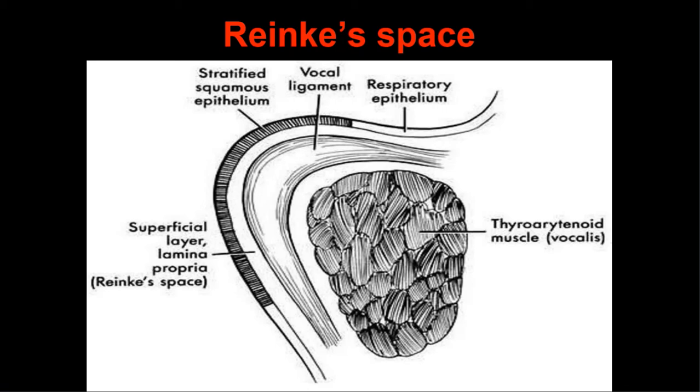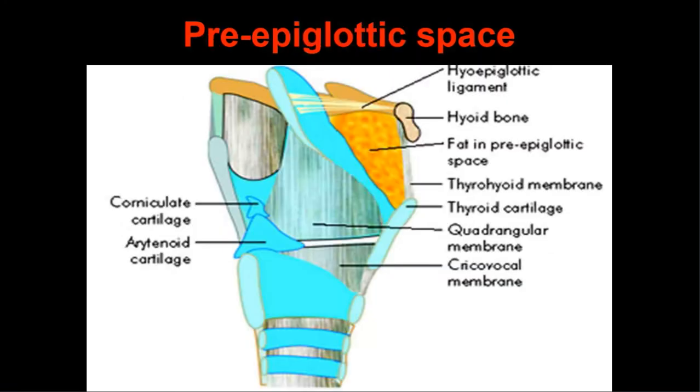Within the vocal cord there is a space in the superficial layer of the lamina propria, that is the Reinke space. One more space in the larynx is the pre-epiglottic space. Just in front of the epiglottis there is a space, the pre-epiglottic space. This is filled with loose areolar tissue and rich lymphatics. Once there is involvement of the tumor in this pre-epiglottic space, it comes under stage 3 of laryngeal carcinoma.